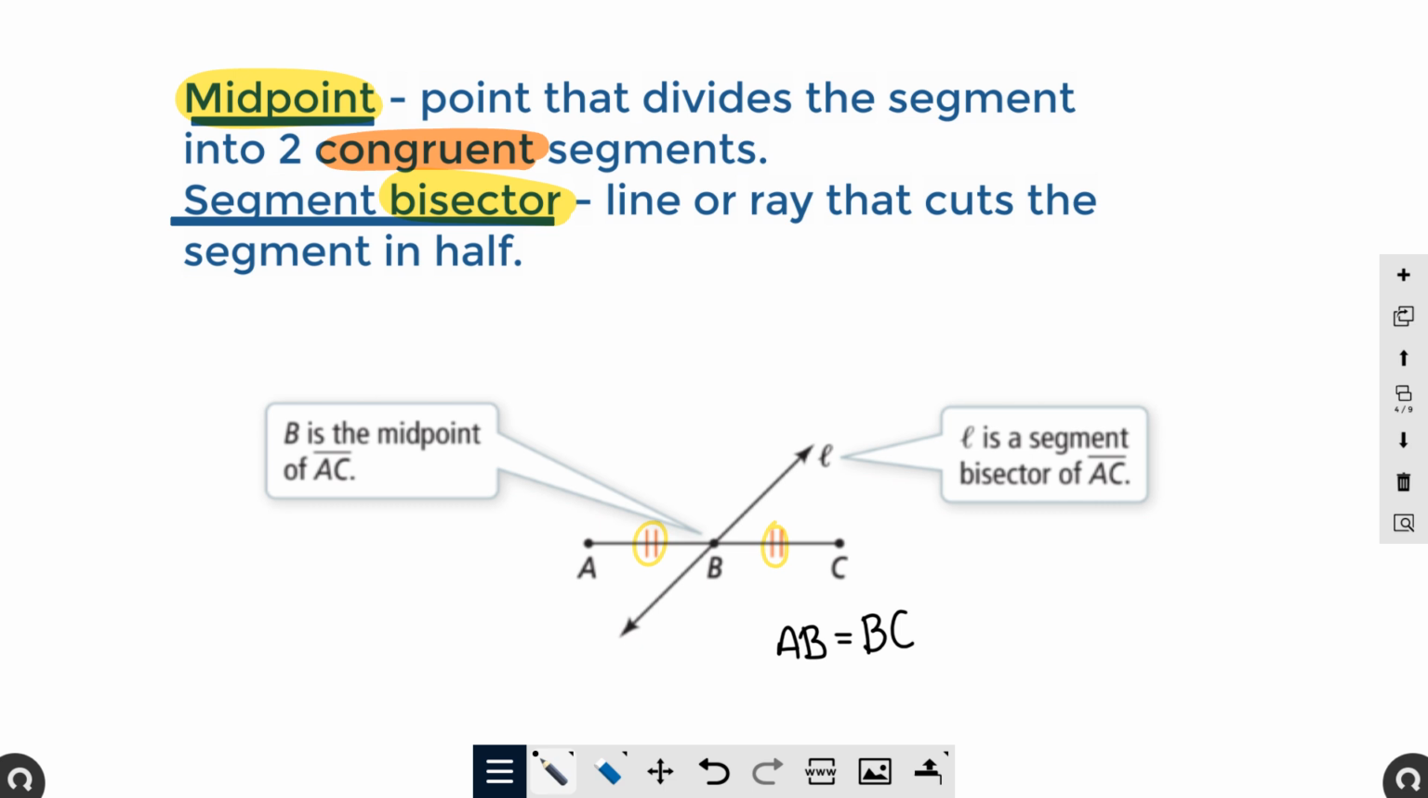Now, in this little box, it says line L. That's a cursive L. Kind of looks like an E, though. So if you said it was an E, that's fine, too. So line L is a segment bisector of AC. So this line bisects that segment. And B is the midpoint of that segment. Again, means all the same thing. You would set those two parts equal to each other. So guess what we're going to do in the next example?